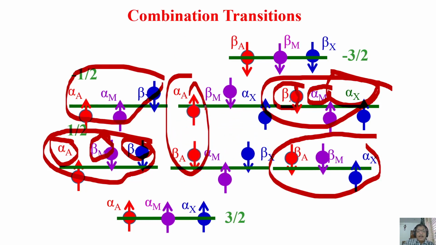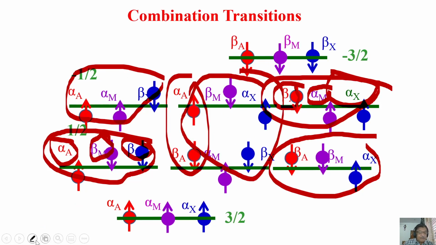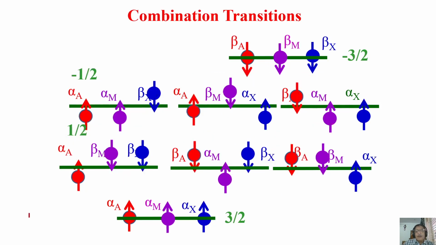Again allowed. Alpha A changes to beta A, beta M to alpha M, alpha X to beta X. This is also allowed. And the transitions, you can see, are plus half and minus half. You understand about this? So now these are all allowed transitions.